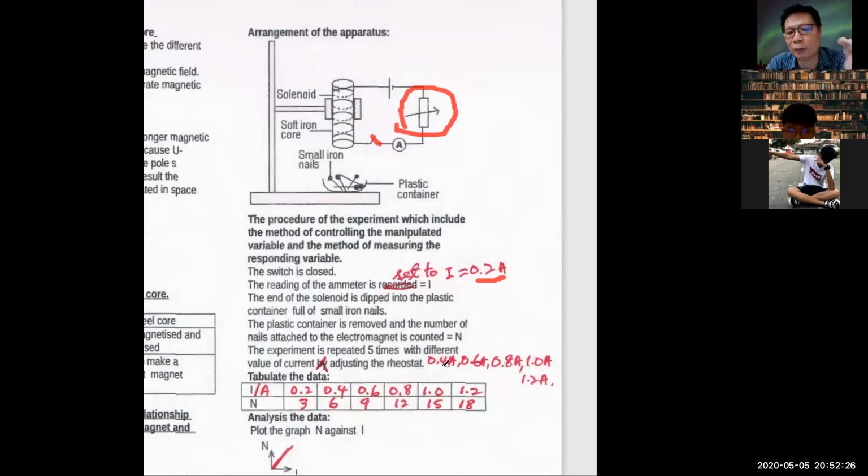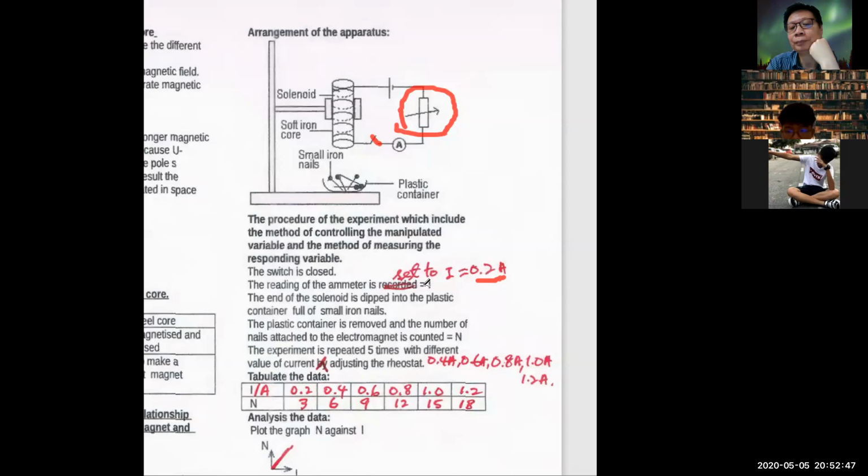Just now was 0.2. Now you must state 0.4, 0.6, 0.8, 1.0, and 1.2. You increase the current. Understand? That will be your procedure. Later on, you check the answer, you copy. Please learn how to write the answer.